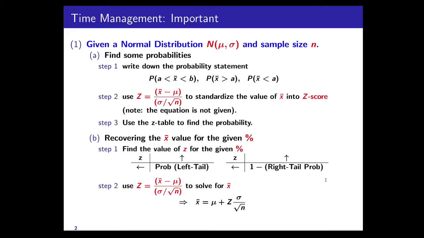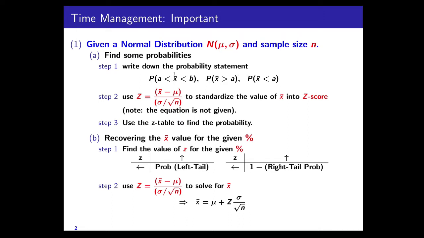The first topic involves questions from chapter 7. Given a normal distribution with mean mu, standard deviation sigma, and sample size n, A, find some probabilities. We need to follow the 3-step procedure to solve the problem. Step number 1, write down the probability statement based on the keywords.